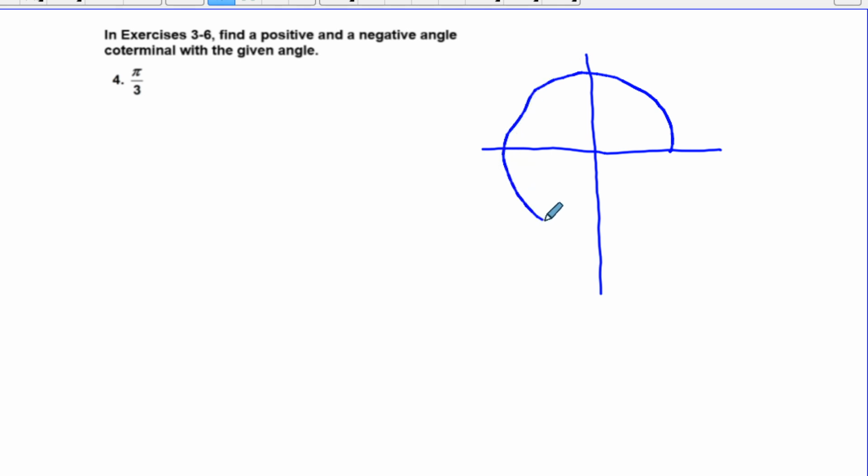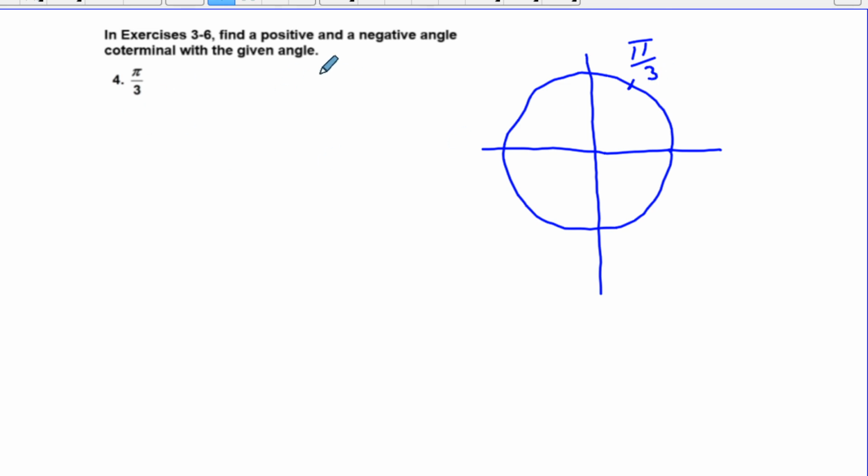Problem 4. Find a positive and negative angle coterminal with the given angle. So what we have here is pi over 3, which is going to be right here, about the same as 60 degrees, pi over 3.